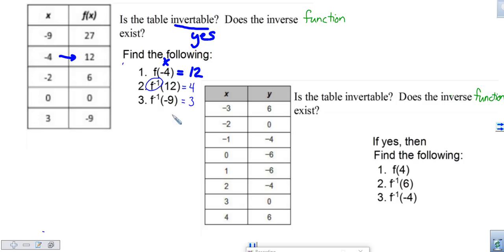If you feel like you would get confused, you can create an inverse table yourself, and you just switch the values. So this would be 27 and -9, 12, -4, 6, -2, and 0, 0, and -9, 3. Then you'd say the function evaluated at 12 is -4, and the function evaluated at -9 is 3.